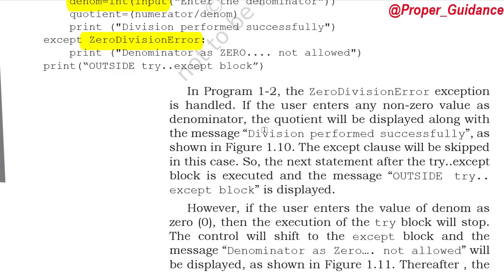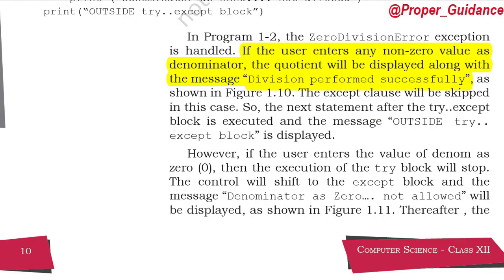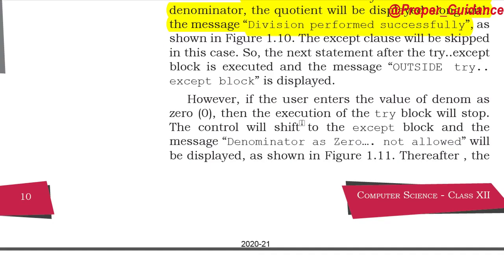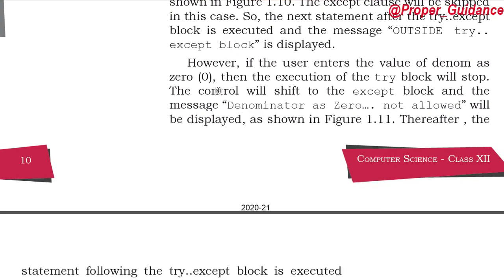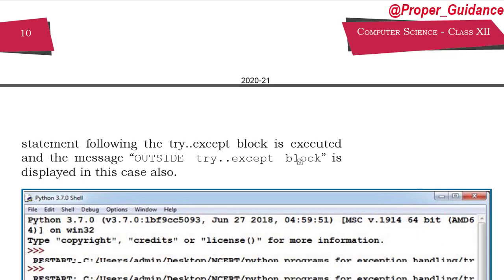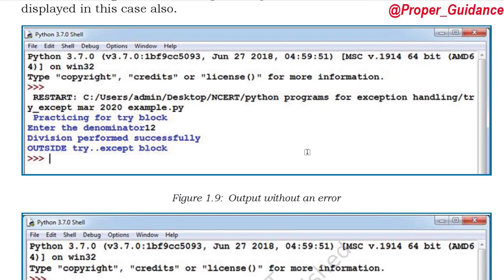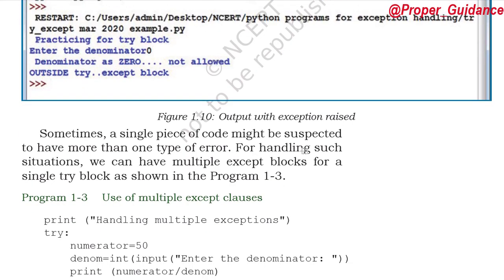And if the user enters any non-zero value as the denominator, the quotient will be displayed along with the message division performed successfully. This is the vital line as shown in the figure. The next statement after the try except block is then executed and the message outside try except block is displayed. However, if the user enters the value of denominator as 0, then the execution of the try block will stop, the control will shift to the except block, and the message denominator as 0 not allowed will be displayed here. Thereafter, the statement following the try except block is executed and the message outside try except block is displayed in this case also. These are the lines after execution.